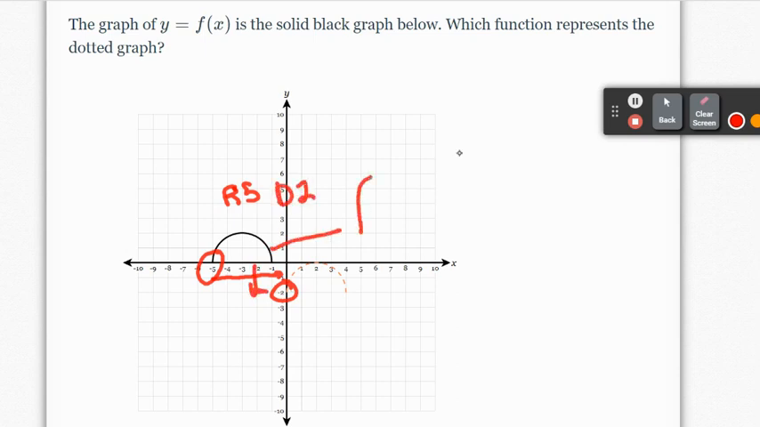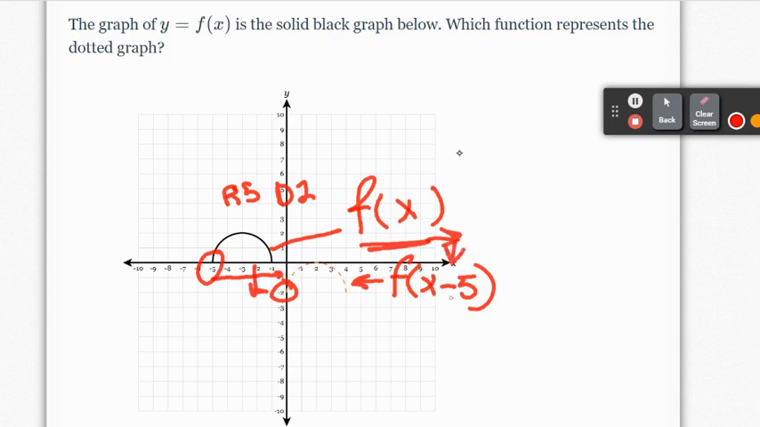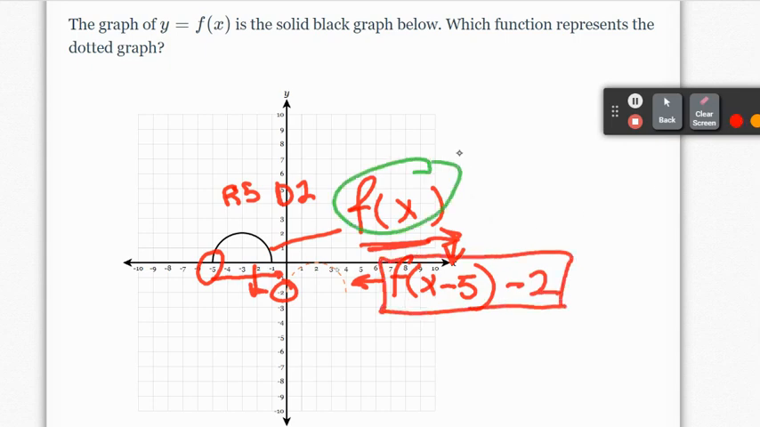So if this was called f of x, then on the inside, what I need to do for this function is to call it f of x minus 5 to get this function to shift right 5. That's what you do, is you call it -5 on the inside, and then to go down 2, I would add a -2 on the outside. So if this original function was called f of x, then this new dotted line function would be f of x minus 5 on the inside of the parentheses, and then -2 on the outside. So again, these are not parent functions. They are already themselves shifted functions, and then we're calling it f of x and then deciding in function notation how to get it to shift and work.